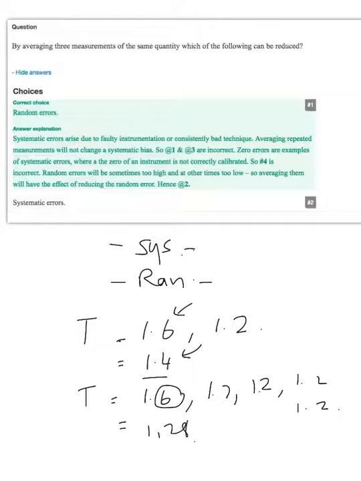Now, assuming that the real value... I'm having trouble hearing you. Sorry, Siri just went mental there.